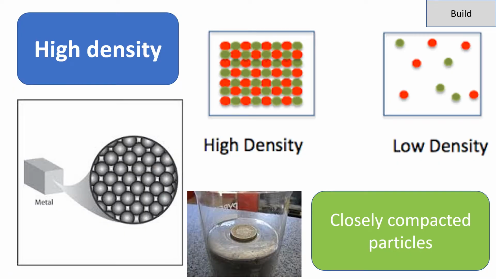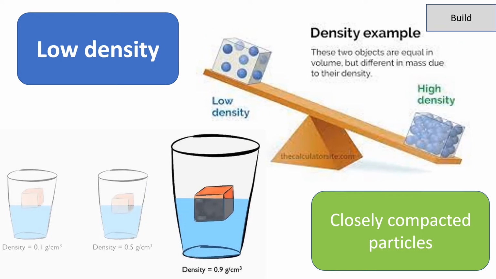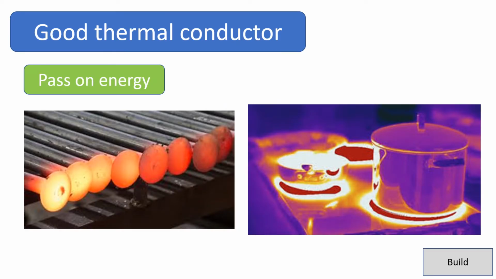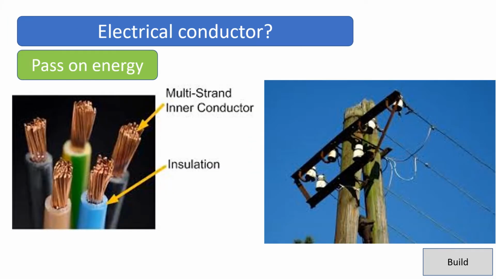Metals are high density. This means that the particles are closely packed together. And non-metals tend to be low density, which means that the particles are further apart. A good thermal conductor means it passes on the heat energy or the thermal energy well. Metals are good thermal conductors, and non-metals are poor thermal conductors or insulators. Metals are also good electrical conductors, which means they pass on the electrical energy well. And again, non-metals are poor electrical conductors or good electrical insulators.